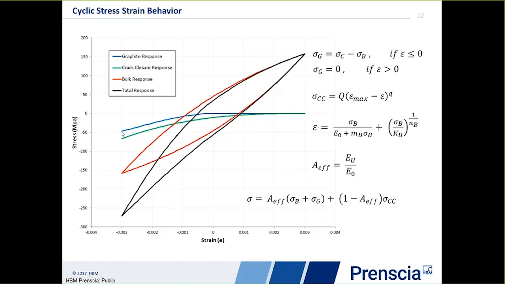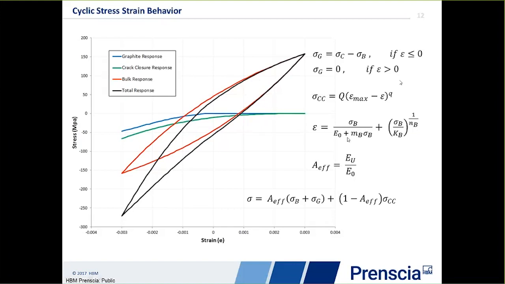In addition to that, he also recognized that the fact that we have these surface cracks, we actually have these cracks open up in tension and close in compression. So he also has a crack closure response that he calculates. Now, all these properties, we're basically looking at stresses due to graphite, stresses due to crack closure, stress-strain relationship for this bulk material, this symmetric material.